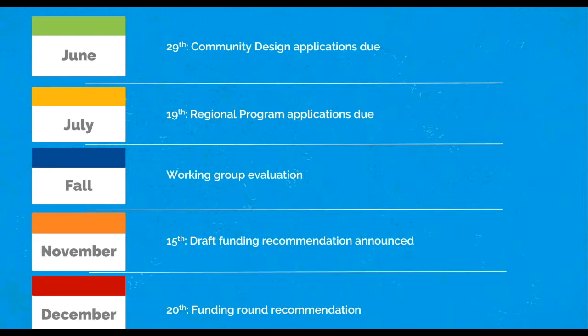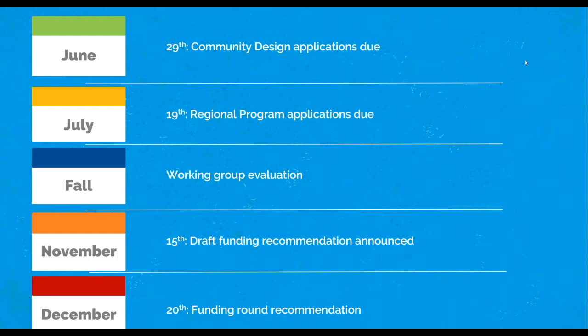So as a reminder, the community design program and the regional program, the two largest competitive portions of the SACOG 2018 funding round, are both live, both with call for projects open right now. Community design's applications are due June 29th, and the regional program's applications are due July 19th.